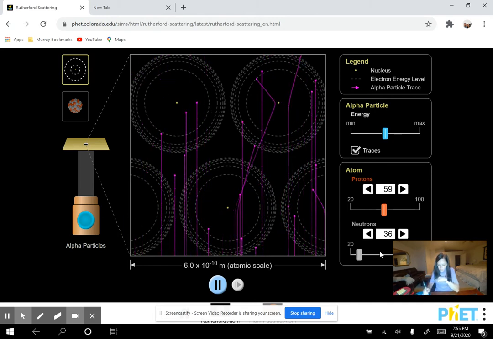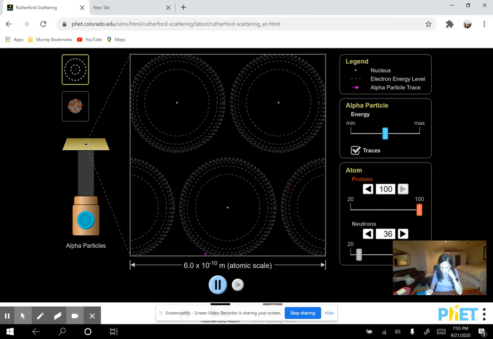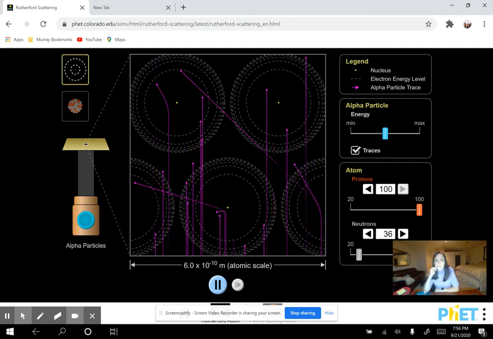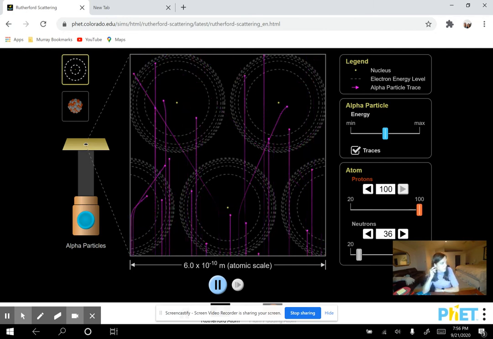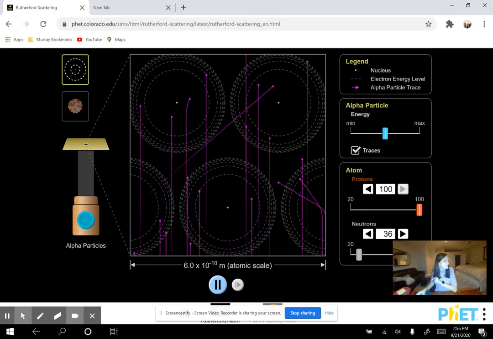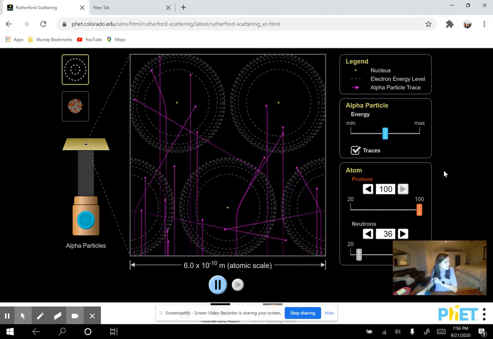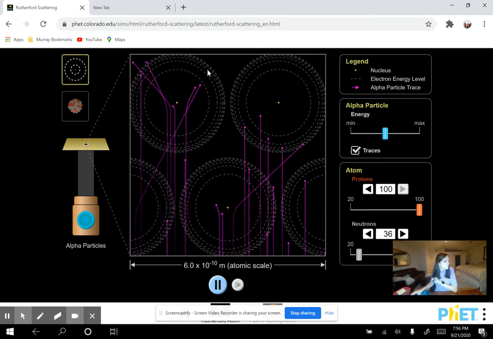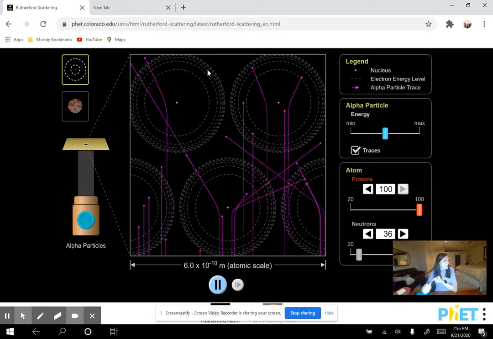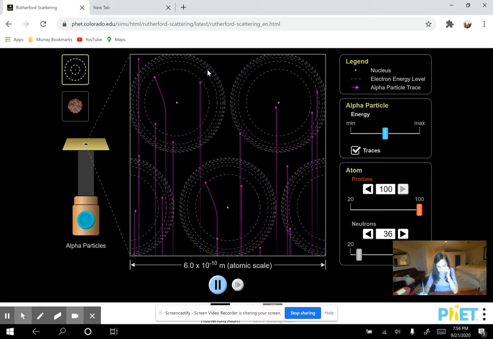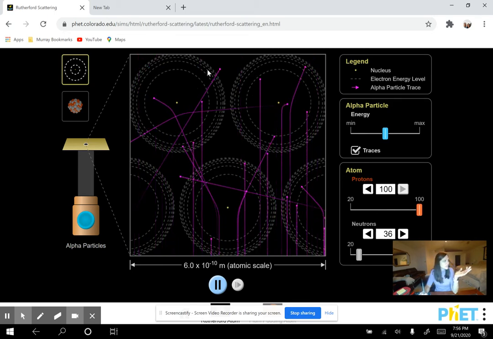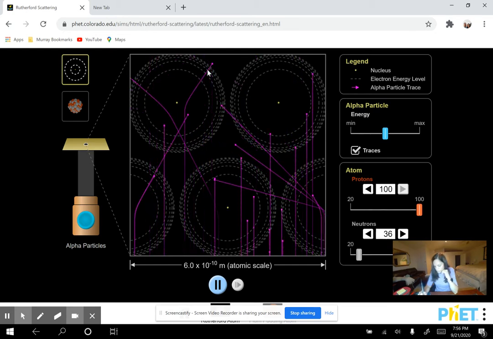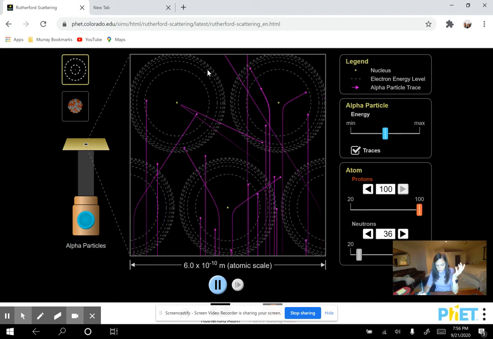Okay, so now we're going to up the proton level to 100 protons and see what that does to the pattern. We'll let that sit and watch that for a minute. Okay, so does this change the pattern? Does it increase anything? Does it decrease anything? Why do you think, if it has changed, why do you think it's changed?